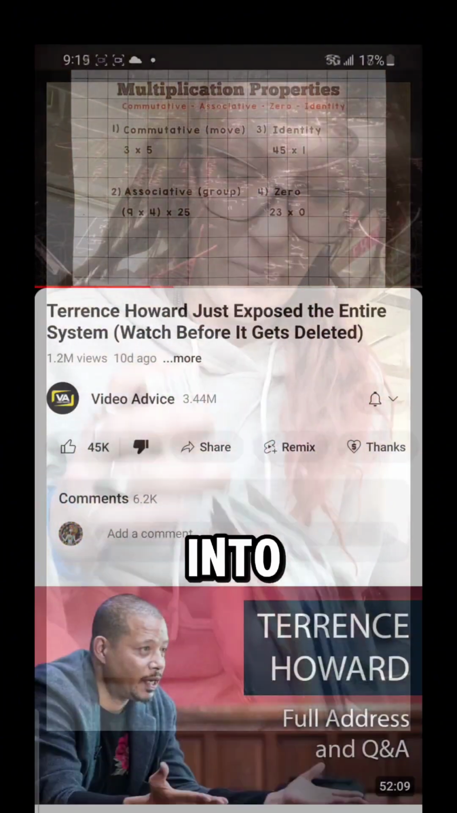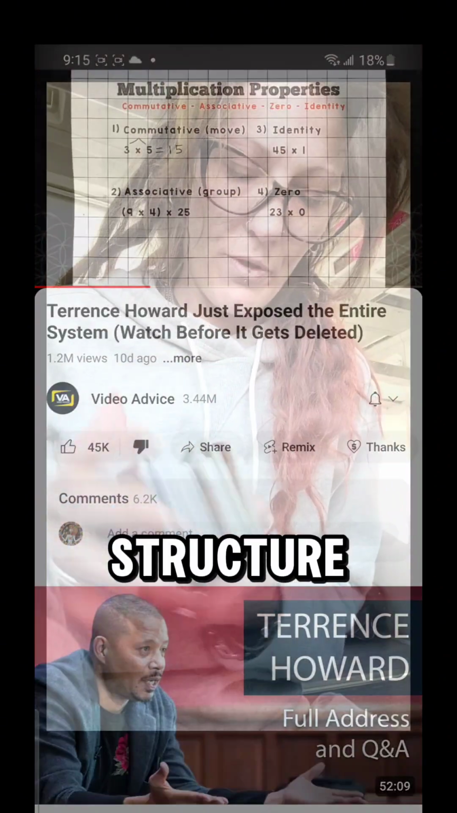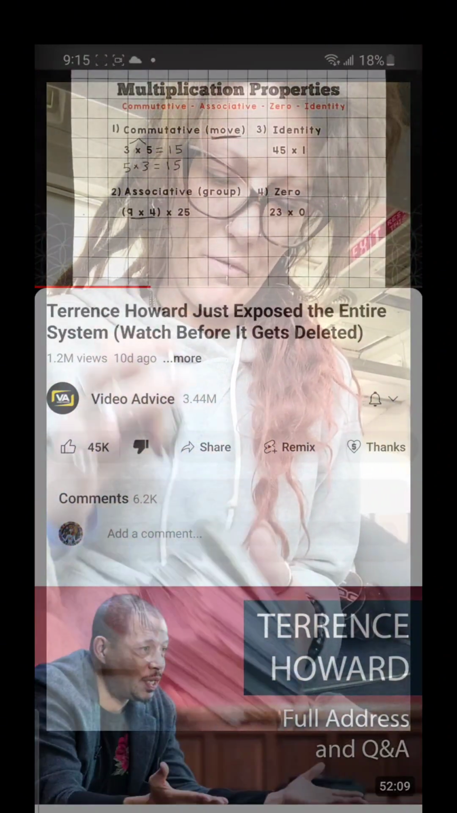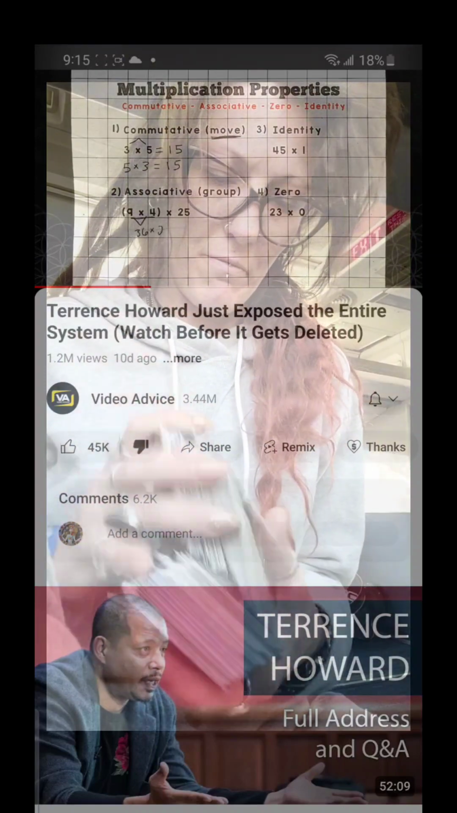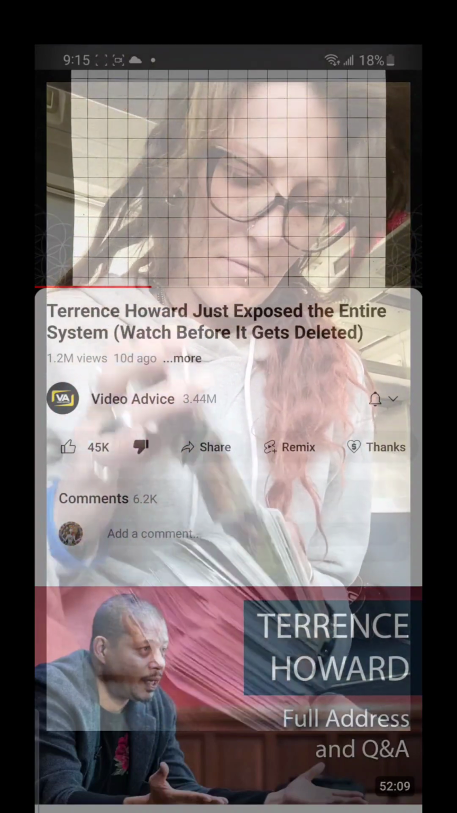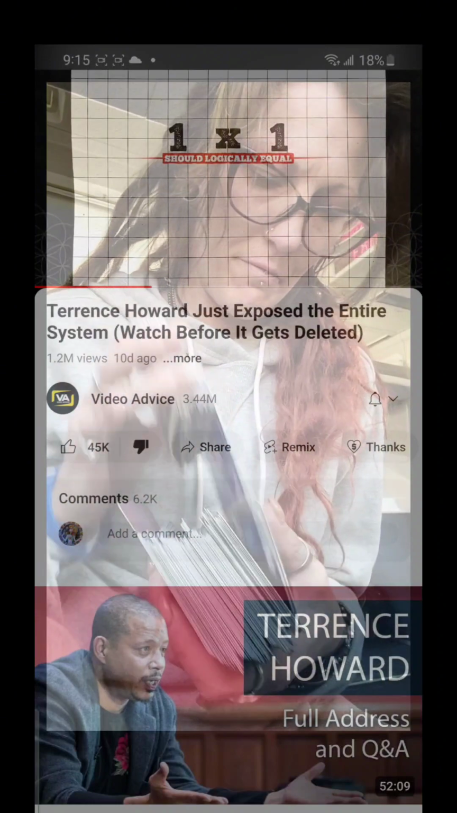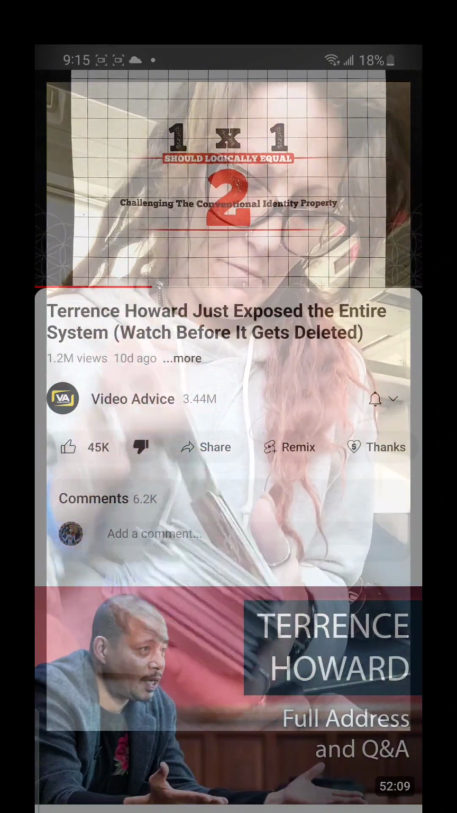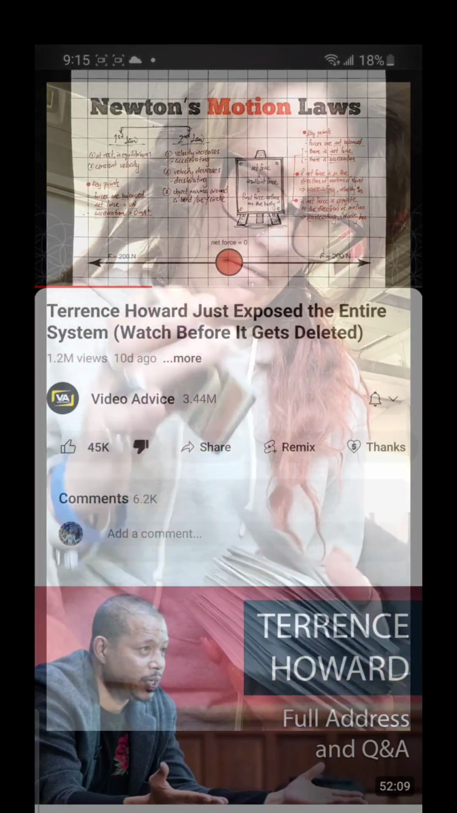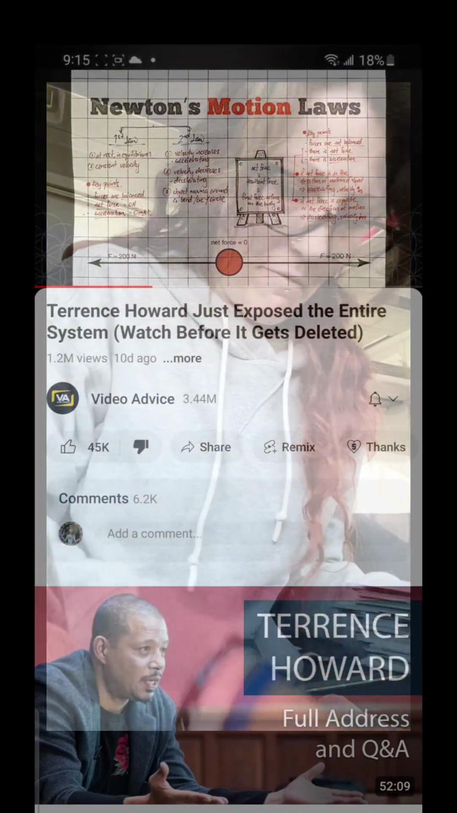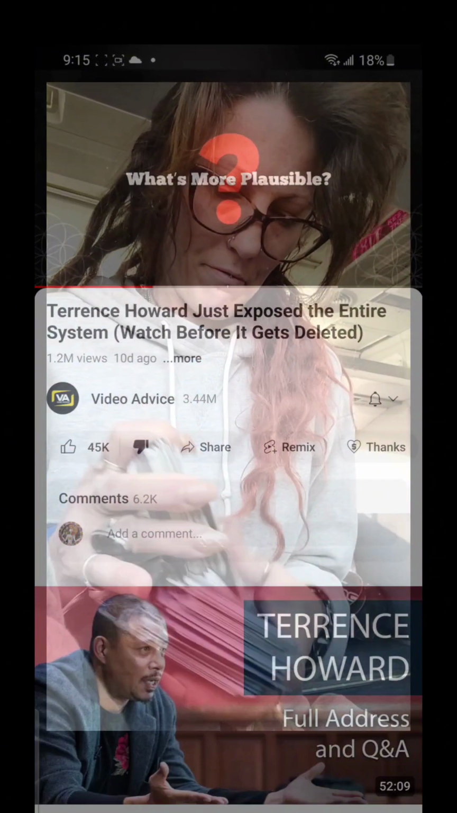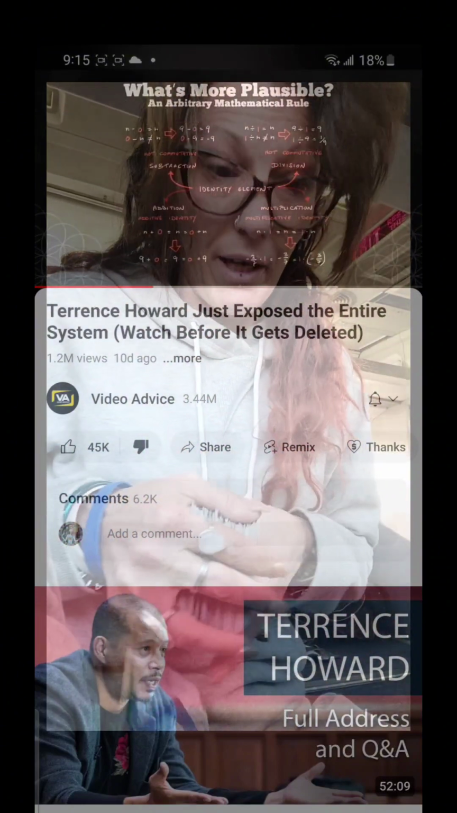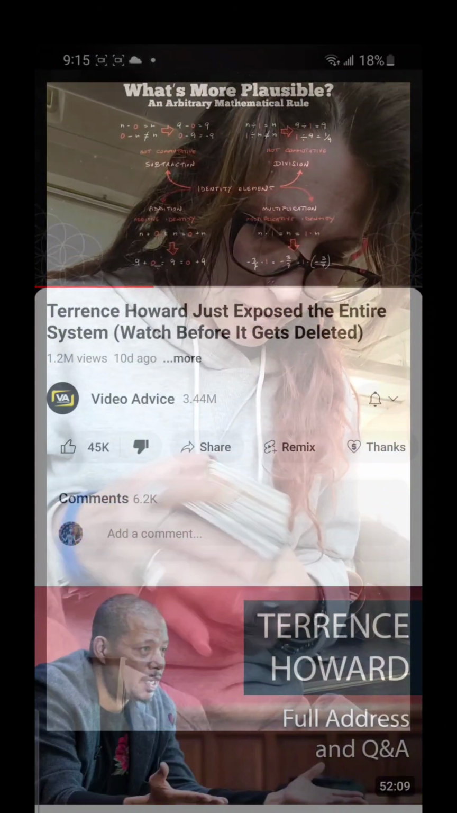Terrence points out that multiplication, governed by the commutative and associative laws, essentially involves adding a number to itself as indicated by another number. He argues that by these laws, 1 times 1 should logically equal 2. Challenging the conventional identity property, which he sees as suspending fundamental laws of motion. He invites us to consider what's more plausible, questioning observable physical phenomena or an arbitrary mathematical rule.